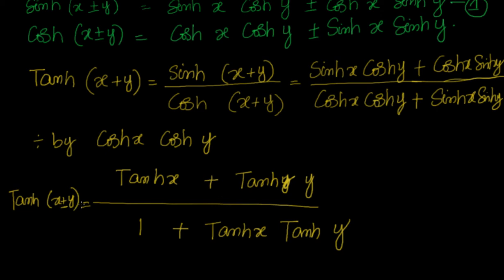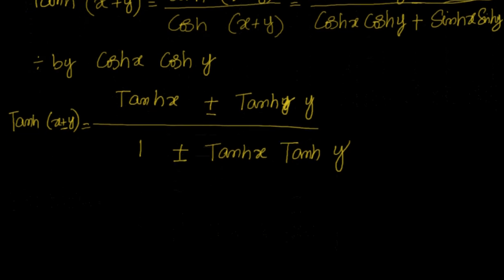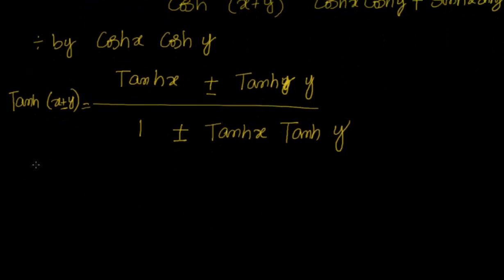Now what happens if it becomes minus? This becomes minus, this becomes minus. That's it. Now similarly, can you try coth of x plus y and x minus y? It's very simple. Okay, let's go ahead and try now multiple angles.